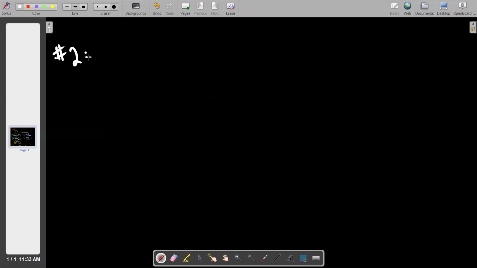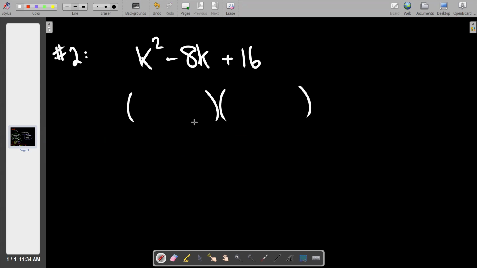Number 2 is just a normal problem as far as we know. Clear? So step 1 is I ask myself, is there a GCF? And the answer is, of course not. There's nothing that 1, 8, and 16 can all be divided by. So we move on and we make our shells, right? After we make our shells, we know that we have to put a 1K here and a 1K here. And this is it, the hurdle.